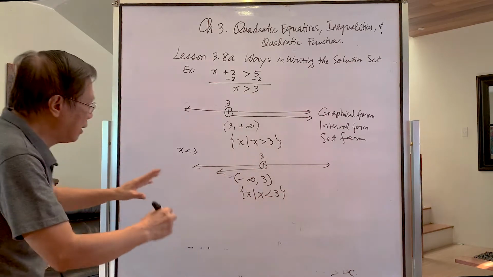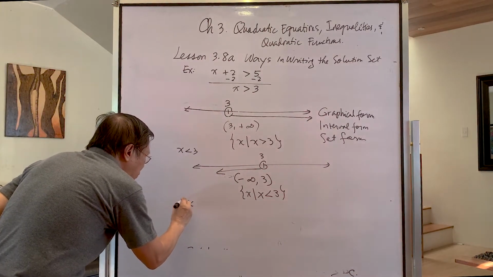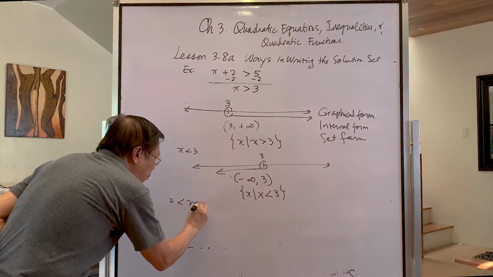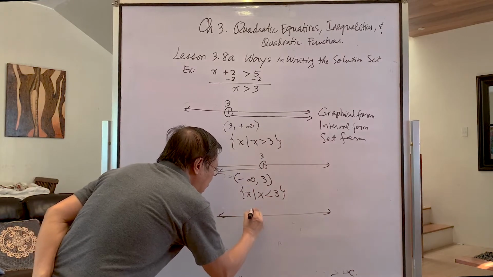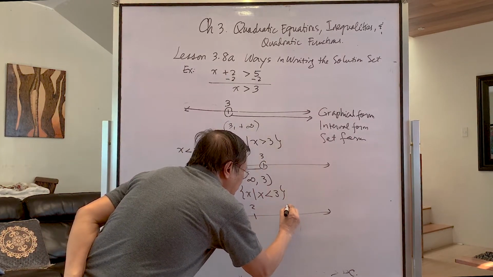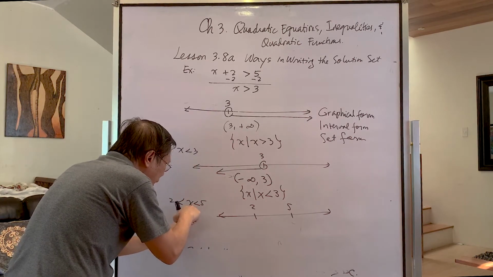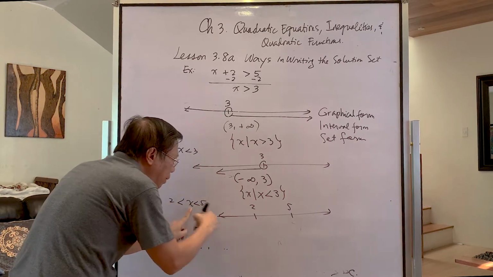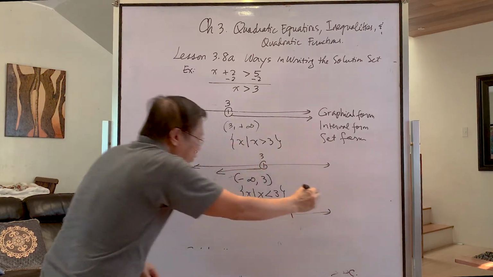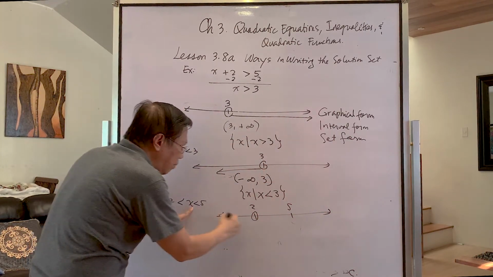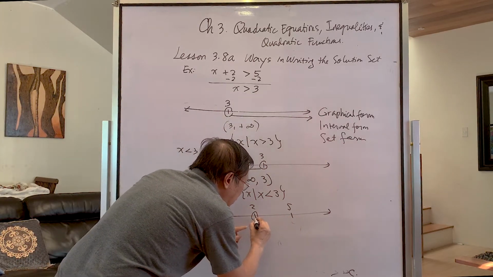Now, let's just illustrate. For example, I have here x between 2 and 5. So I can graph that and say 2 here and 5 here. This is x greater than 2 and at the same time x is less than 5, meaning x greater than 2 going infinitely to the right, and x less than 5 going infinitely to the left. And they will have this intersection.